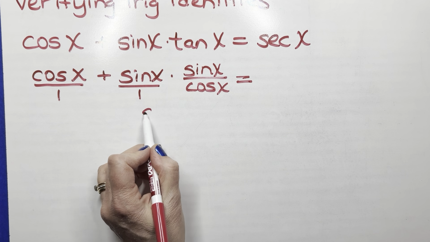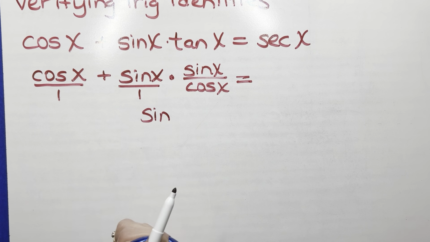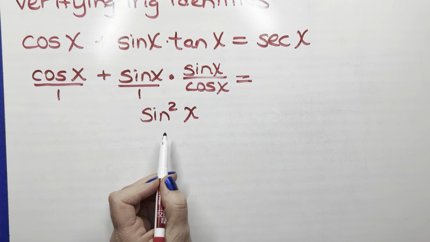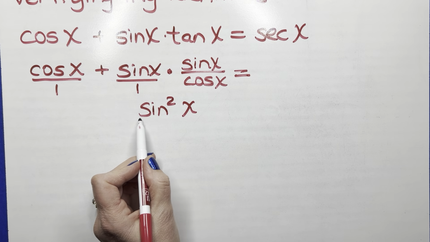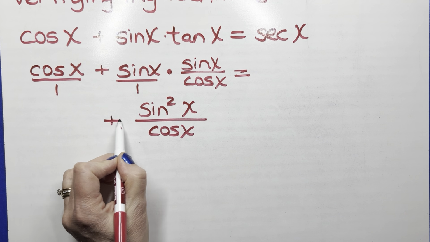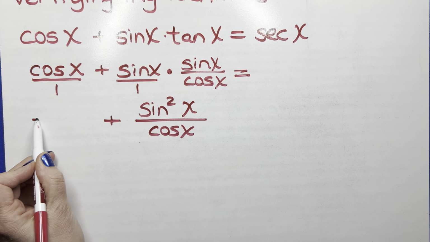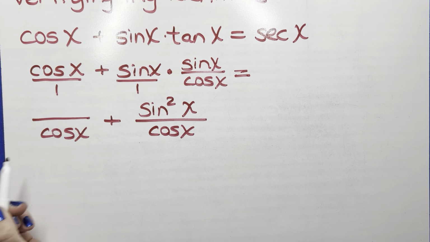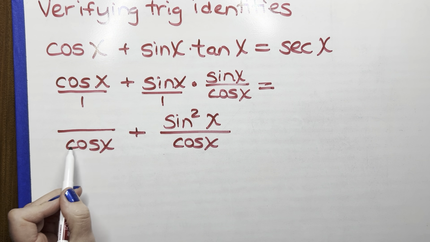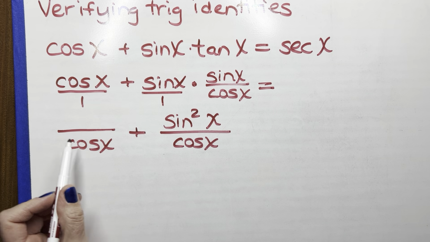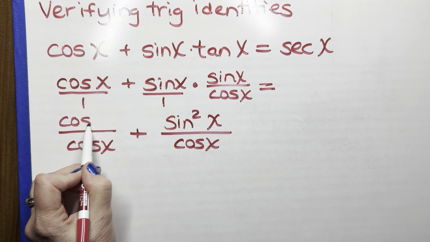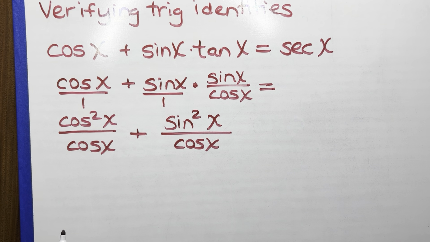So I can go ahead and multiply. This is multiply, not add. So I can go ahead and multiply a sine of x times a sine of x is a sine squared of x. And then 1 times cosine is just cosine of x. So it looks like I need the denominator for both of these to be cosine x. Now, the way that I do that is if I multiply 1 by the cosine of x, I have to multiply my numerator also by the cosine of x. And that gives me cosine squared of x.